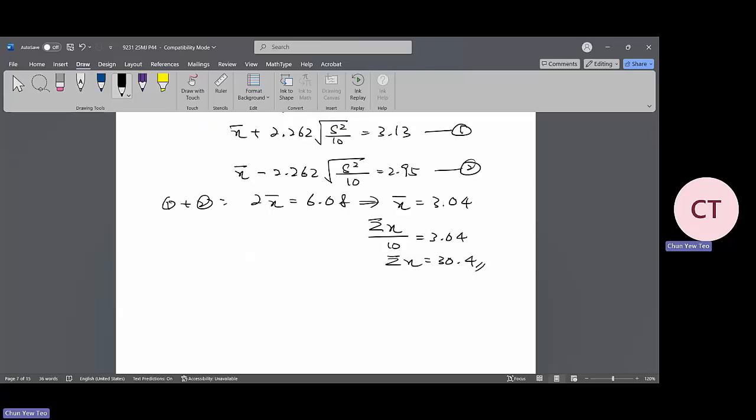In order to find the sum of x squared, just take equation 1 minus equation 2. You will get 2 times 2.262 times the square root of s squared divided by 10 equals 0.16. Press the calculator and you will get s squared equal to 0.01583.